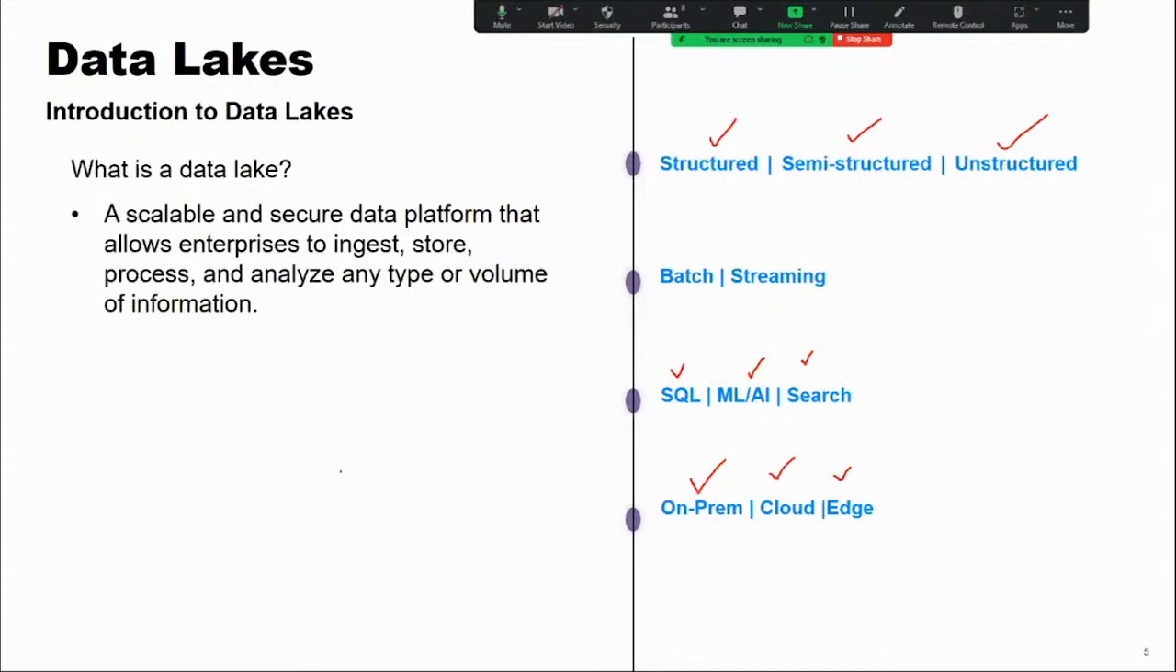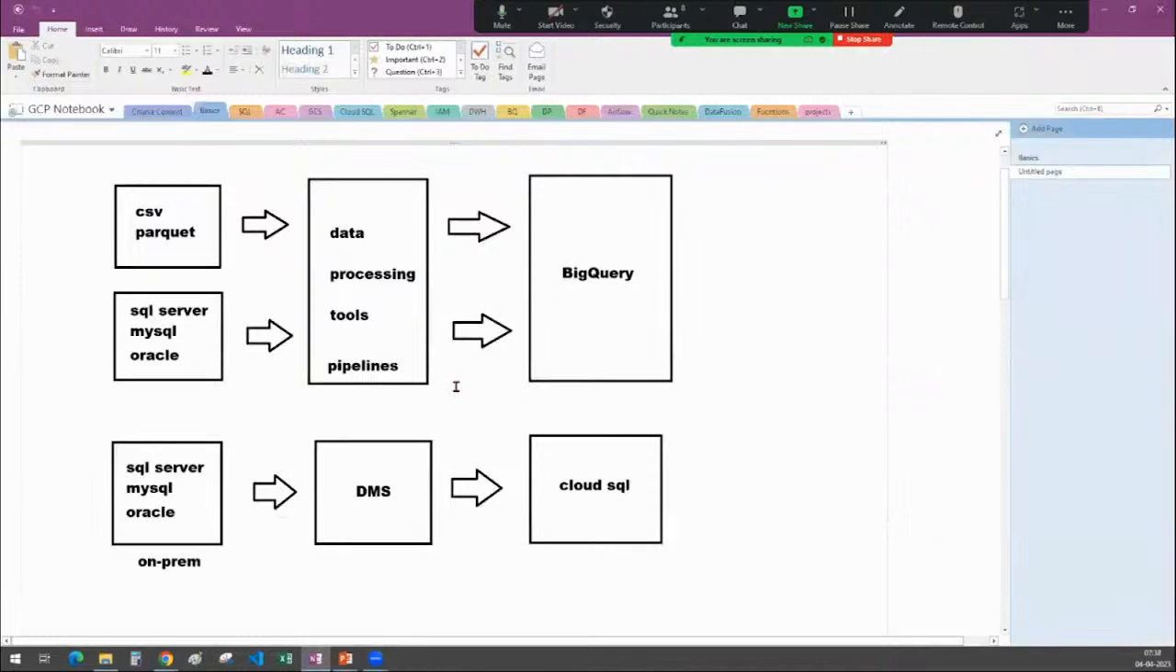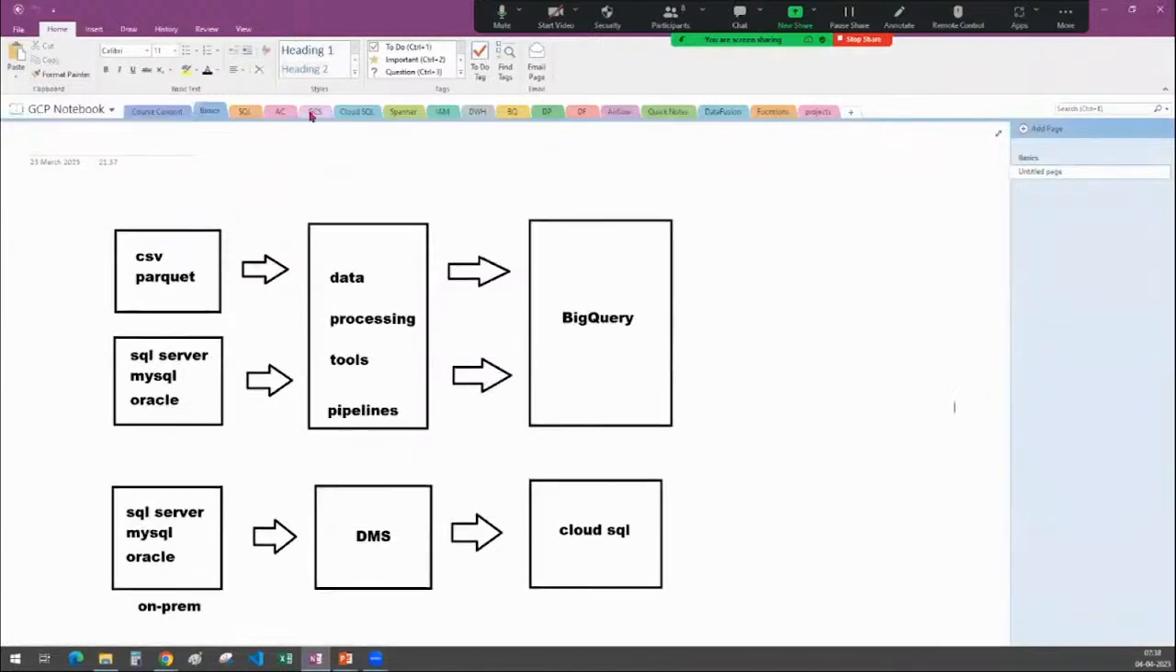We have seen what a data lake is. Let me try to tell you what a data lake is from my notes. This is my notes, guys. Where is that?